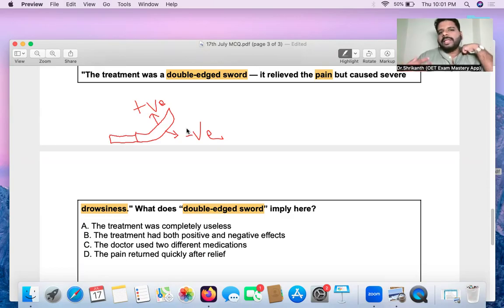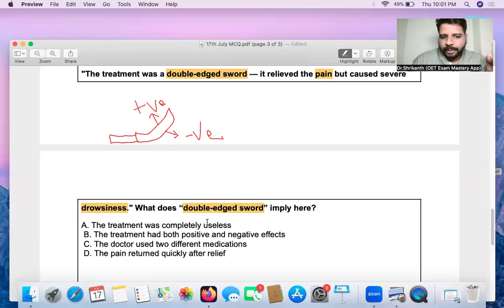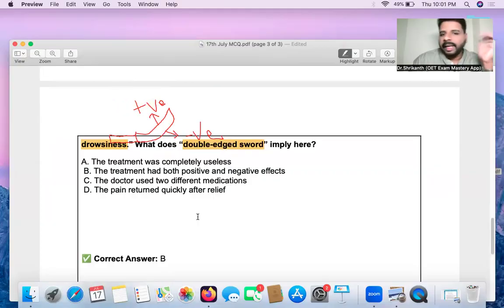So when we want to say one action had a benefit, but at the same time a disadvantage as well, we use the term double-edged sword. That means the sword has two edges and both of them have two separate outcomes. So here the treatment relieved pain. The patient got pain relief, but it caused severe drowsiness. So that is the positive as well as the negative.